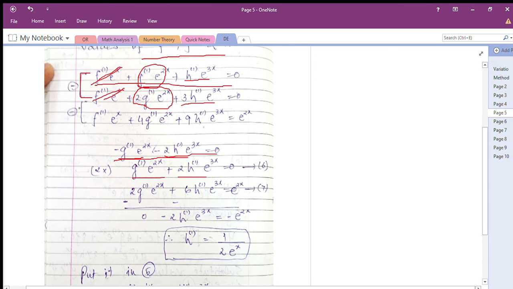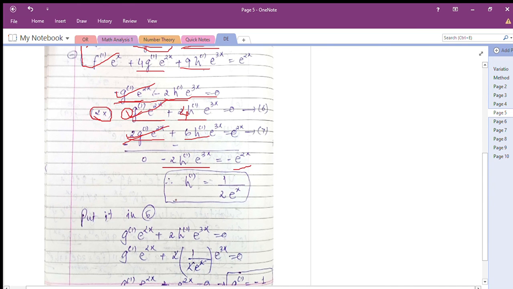Now again use the second minus third. When you take second minus third, again f1 will vanish, and 2g1 minus 4g1, or we can say 4g1 minus 2g1, that is 2g1, and 9 minus 3h1, so that is 6h1. So using this one and this one, here we need 2, so let us multiply it by 2 over here. When you multiply it by 2, this is cancelled, and this will be 4, and this is minus 6, so it is minus 2, and 0 minus e raised to minus 2x.